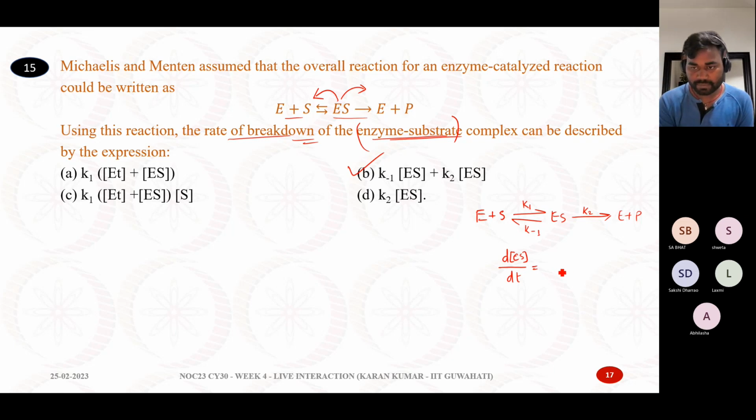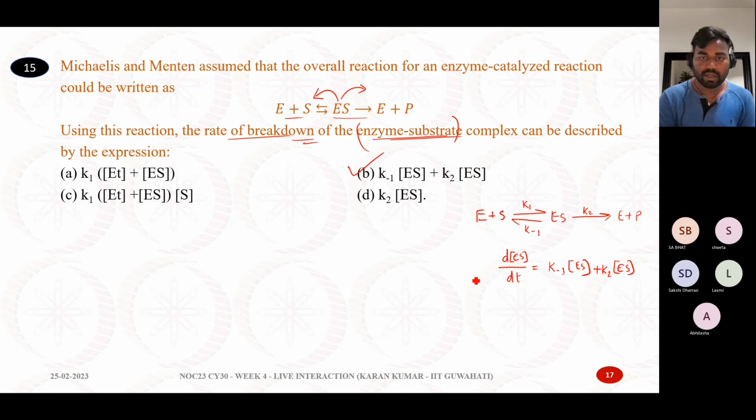minus K1. For the backward direction, ES will be the reactant, right? So minus K1 into ES, plus K2, and again for K2 also ES will be the reactant. So K2 into ES. So option B is correct. Is it clear?